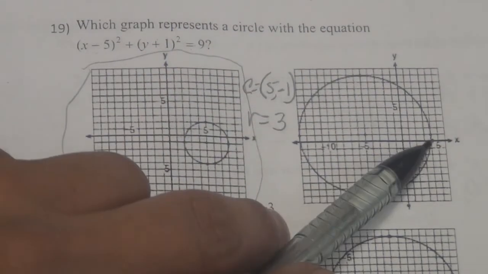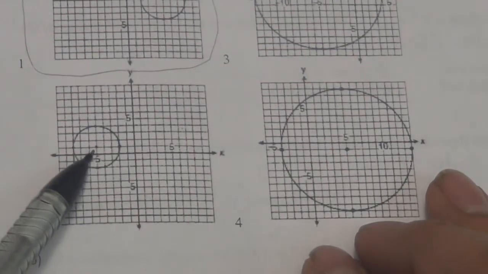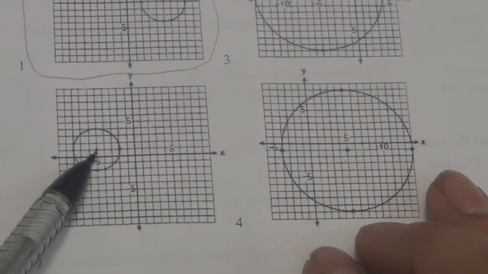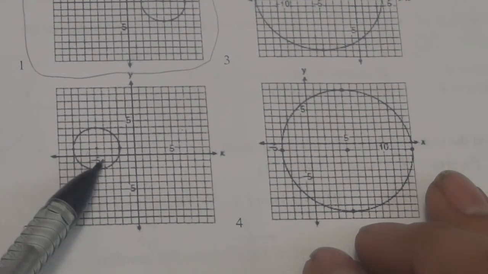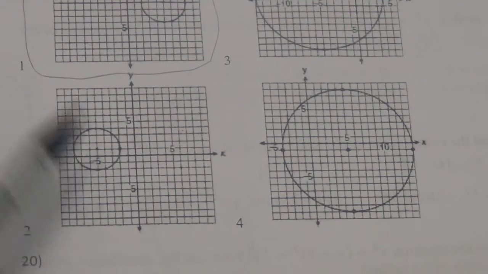Now, why not the other choices? First of all, the radius here is not 3. The radius here is 3, but the problem is that the center is not at 5 comma negative 1. The center is at negative 5 comma 1. Got it? Okay, cool then.